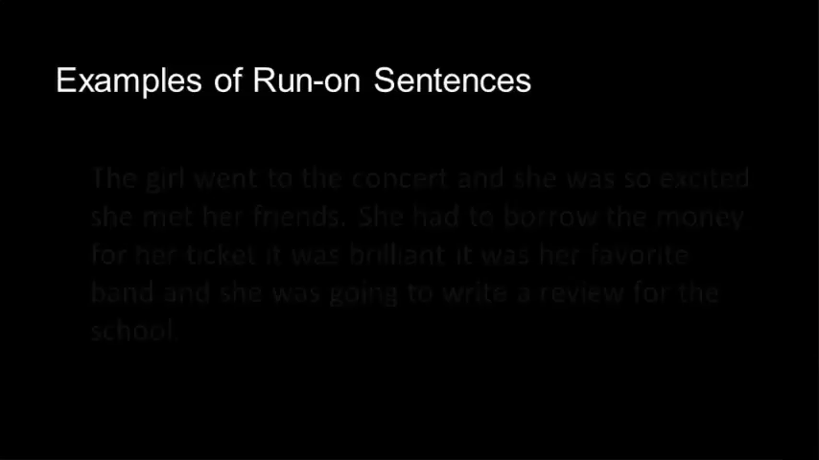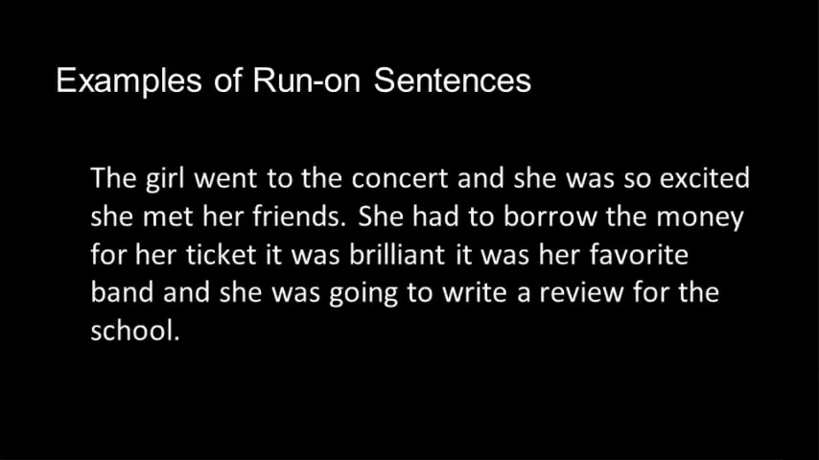And sometimes run-on sentences really compromise the meaning of what's being said. In this example, the girl went to the concert and she was so excited she met her friends. We don't know whether she's excited to meet her friends or she was excited to go to the concert. She had to borrow money for her ticket. It was brilliant. It was her favorite band, and she was going to write a review for school. We do not know whether borrowing money was brilliant, whether the concert was brilliant, or whether she was going to write a review about her favorite band or the whole idea of going to the concert.